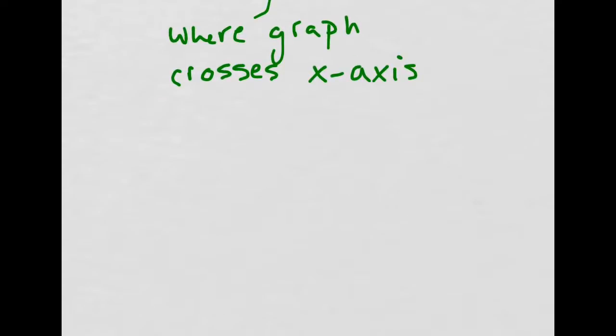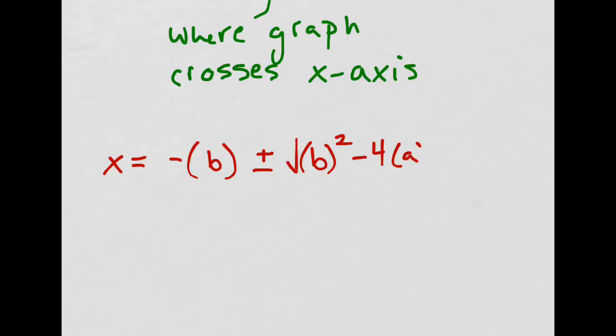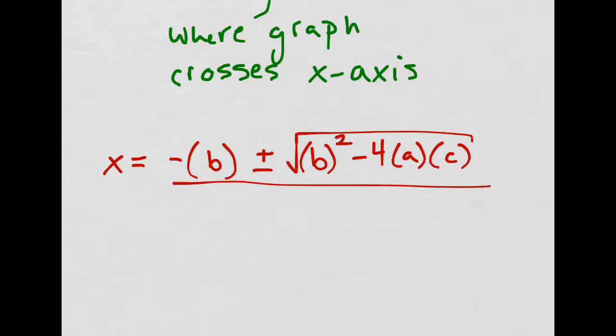So what is the formula? Here it is. The x values would be negative b, plus or minus the square root of b squared minus 4 times a times c, and then that's all divided by 2 times a. You might think over 2a, but no. Usually when we find zeros, we have two of them, because the parabola crosses the x-axis in two spots. Wow, this looks confusing, but it's not that bad.